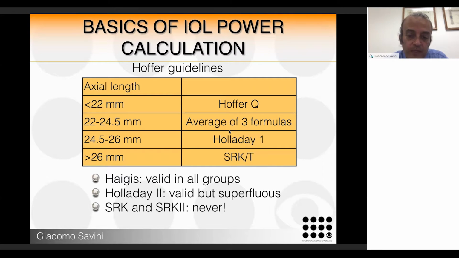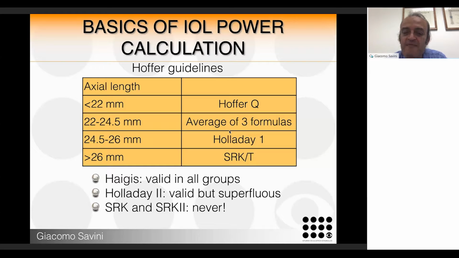You all know the old formulas. These are the guidelines that Dr. Hoffer has been highlighting for many years, where if you just want to stay on the standard formulas, you should use the Hoffer Q for short eyes, shorter than 22. For the medium eyes from 22 to 24.5 millimeters, you should use the average of the three formulas. The Holladay 1 should be applied to medium long eyes, and for long eyes the SRK/T.